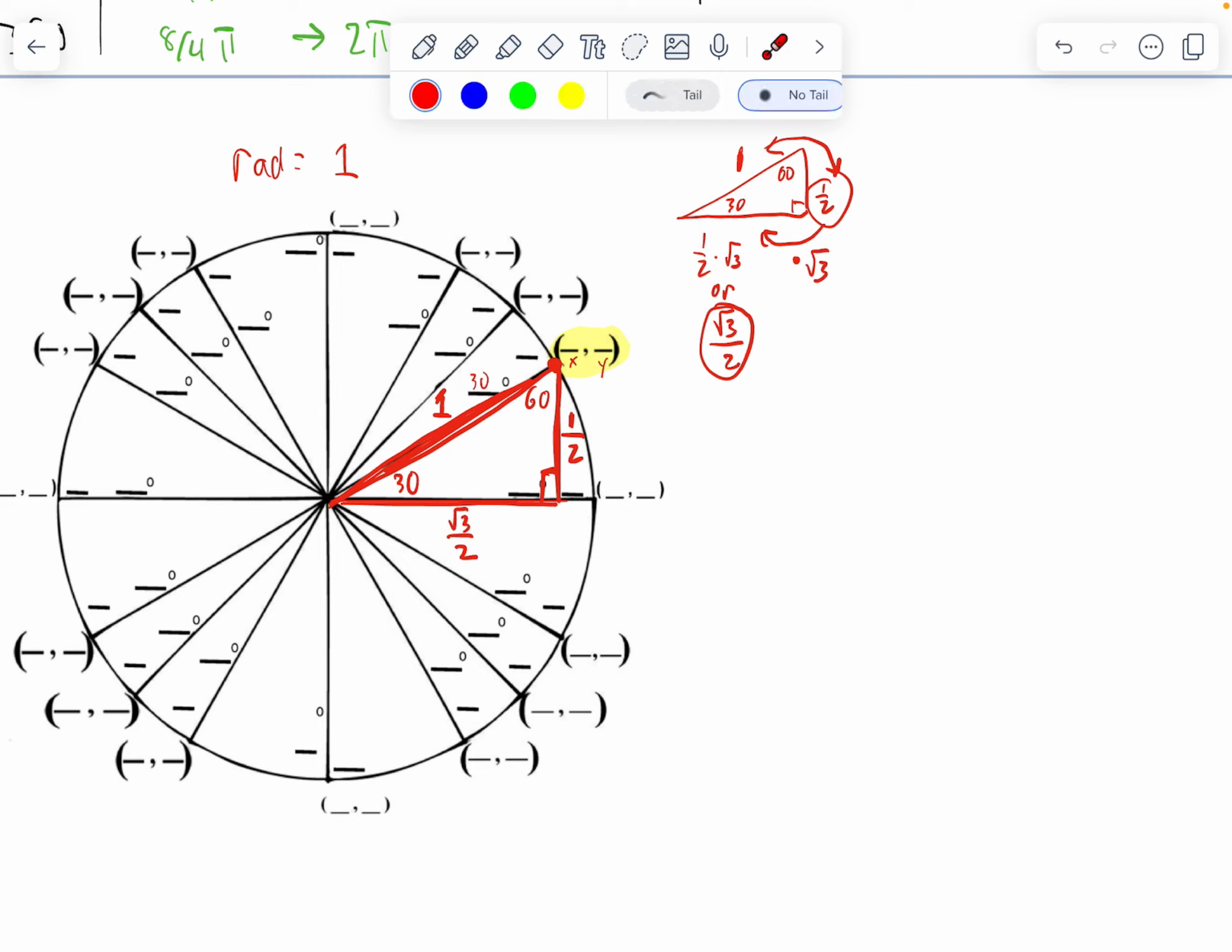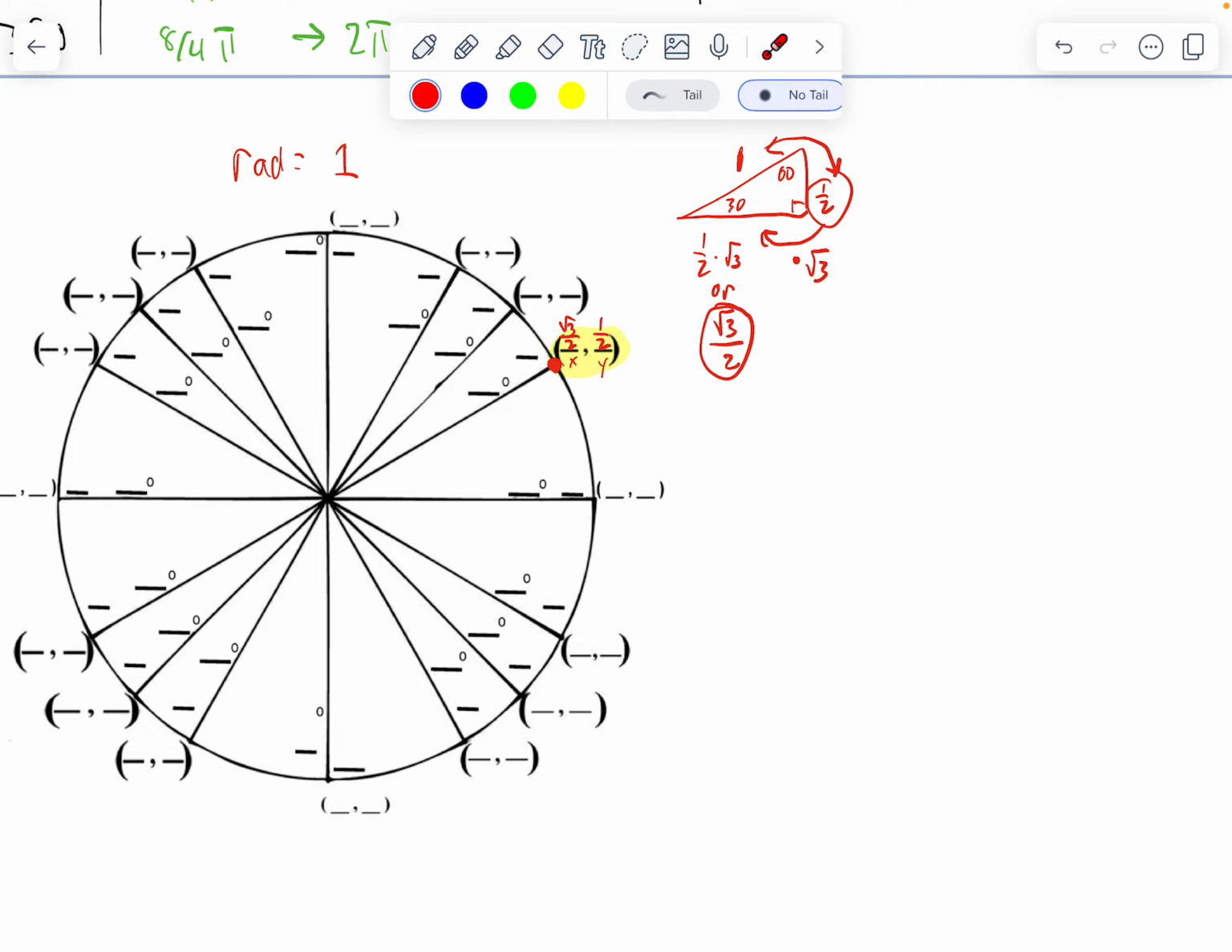And so let's fill in this coordinate pair then. Well, what is the x value? Well, that's the horizontal length. That's going to be square root of 3 over 2. And the y value is going to be the vertical, which is 1/2. Awesome. Okay, we got one of them done. And then, so let me erase this part.